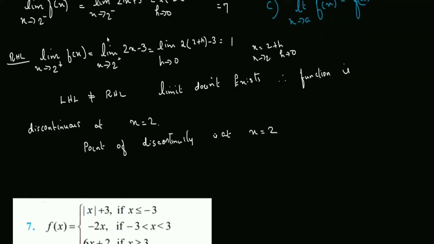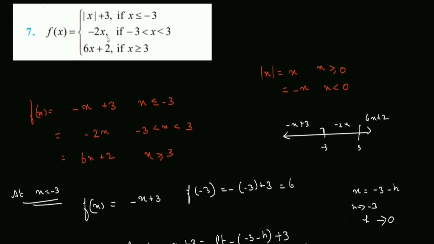Now we'll go to the seventh sum. f of x is equal to modulus of x plus 3 if x is less than or equal to minus 3, minus 2x if x lies between minus 3 and plus 3, 6x plus 2 if x is greater than or equal to 3. So you know that modulus definition: modulus of x is equal to x if x is greater than or equal to 0 and is equal to minus x when x is less than 0.